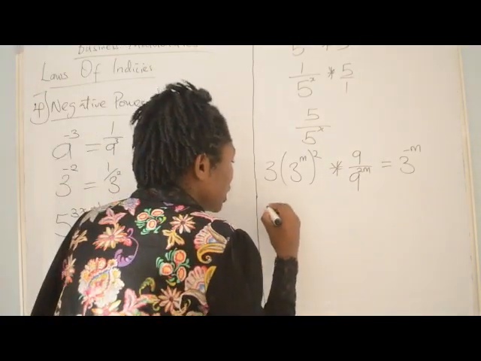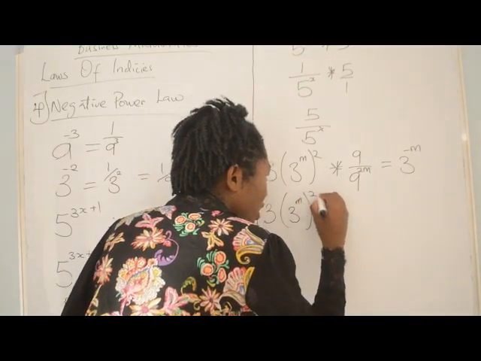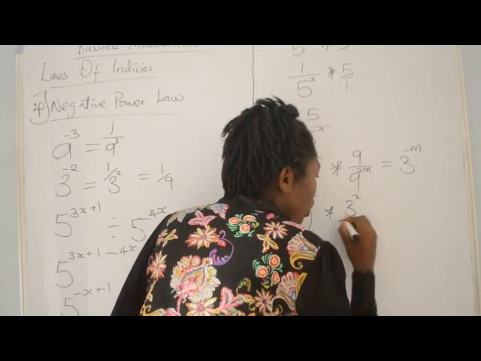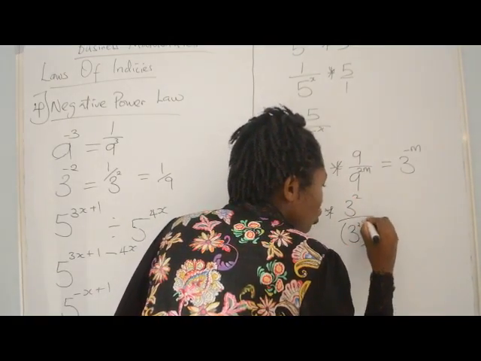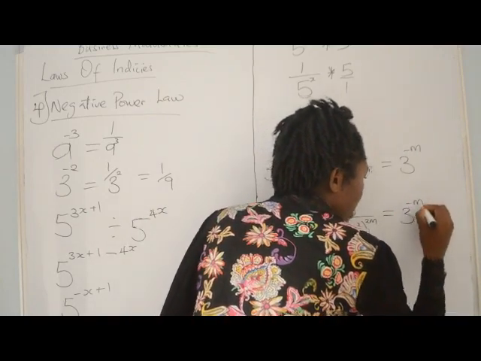Okay, so in doing that, we'll be having 3 multiplied by 3 raised to power m squared multiplied by, now 9 is also 3 raised to power 2, over 3 raised to power 2 multiplied by 2m, and that will be giving us 3 raised to power minus n.